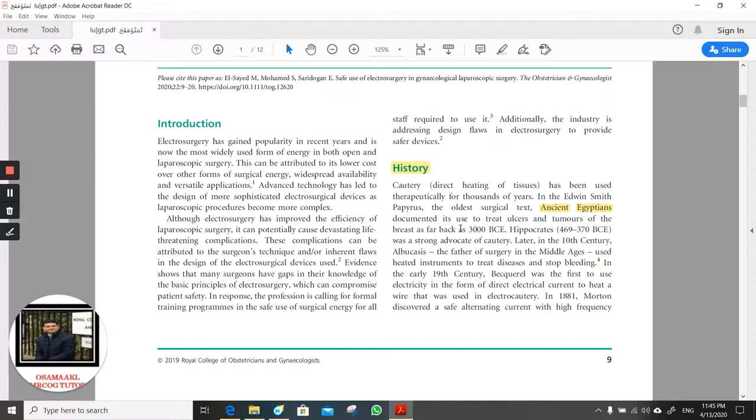Okay, is it something new to use heat in surgery? No, it's very old. Since the ancient Egyptians, in 3000 BC, they used the heating effect to treat breast cancer. So they were able to know that there is something called cancer, and they even started to treat it using heat.